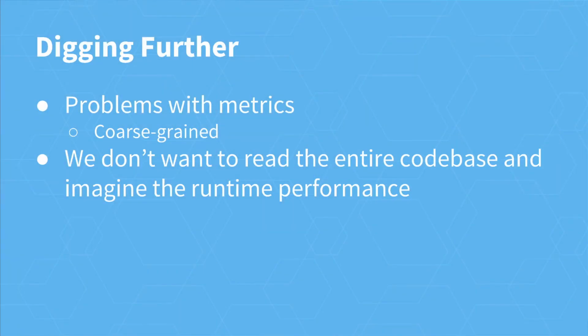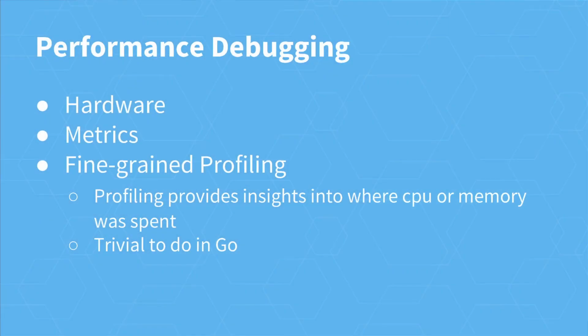But metrics are not so great once a bottleneck in one component becomes problematic. We need to dig further into what goes wrong specifically, and metrics only provide coarse-grained knowledge. We don't want to read the entire code base and imagine the runtime performance. So what we usually do is profiling. Profiling provides insights into where the CPU or memory is spent, and it's very trivial to do in Go.